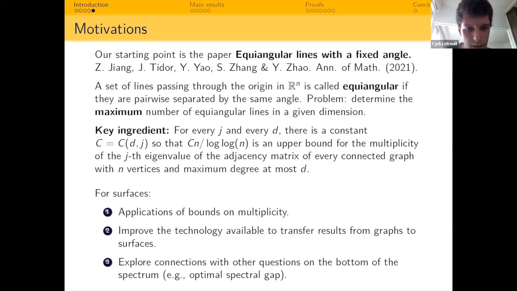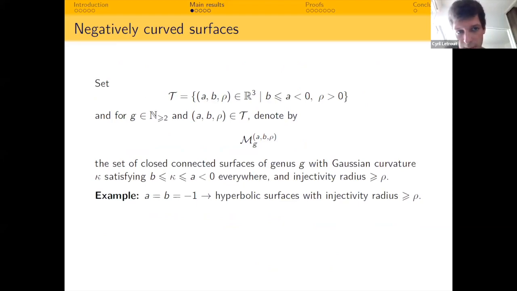Okay, so that's the end of the introduction. Now I'm going to the statement of the results. The bounds I will present are for negatively curved surfaces, but if you want a uniform constant, you have to restrict your set a little bit. In the end, you will exhaust all negatively curved surfaces, but if you want some uniformity, you have to restrict to some class. So let me do it in this way.